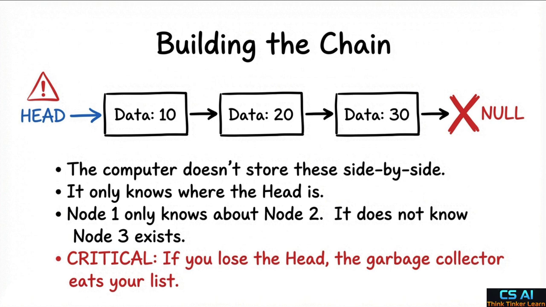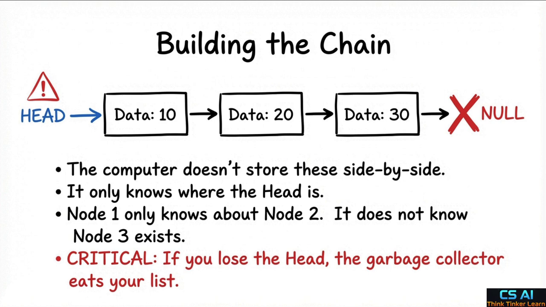Building the chain is where the magic happens. While we draw them side by side, the computer doesn't actually store linked list nodes physically next to each other in memory. Instead, it only needs to know where the head of the list is. From there, each node contains the address or the reference to the next node. For instance, node 1 only knows about node 2. It has no direct knowledge that node 3 even exists.